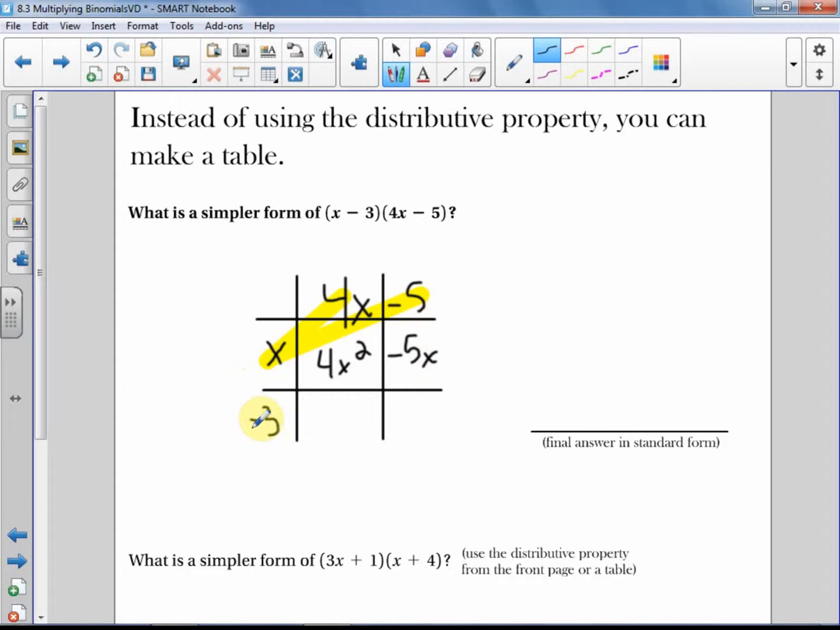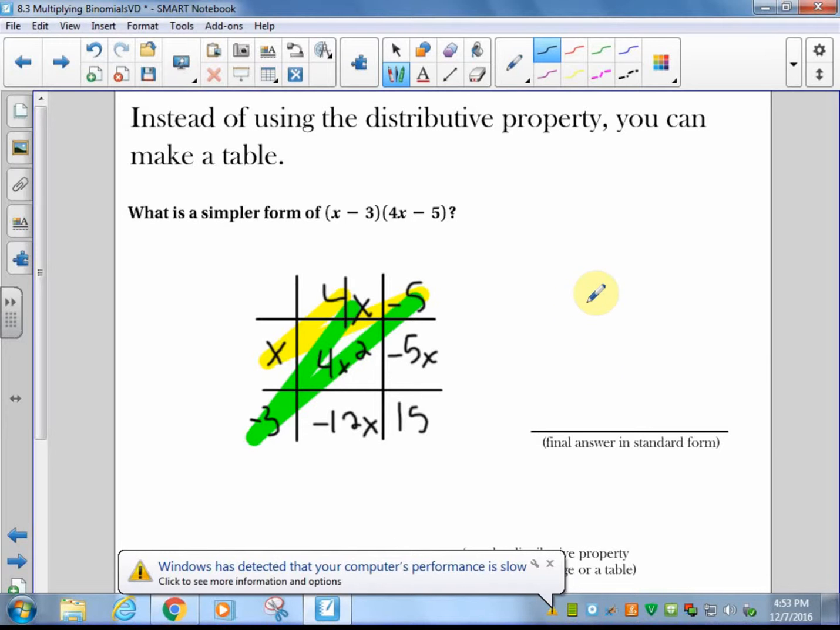So now I'm going to multiply negative 3 times 4x and negative 3 times negative 5. I'll use a different color to highlight that. So negative 3 times 4x, that is a negative 12x. And negative 3 times negative 5, that is a positive 15. Now I'm going to write out what I have in standard form. Remember standard form, my exponents are in decreasing order. So my largest exponents are on the left, and my smallest exponents are on the right, with my constant with no variable furthest to the right.